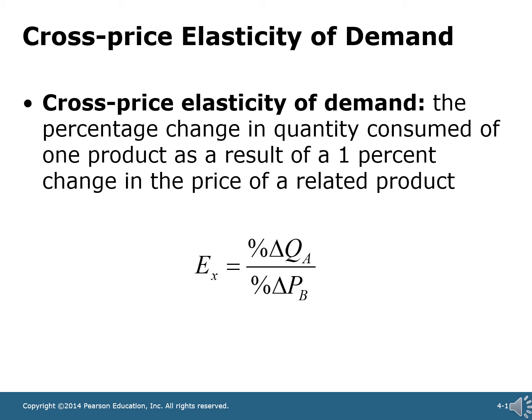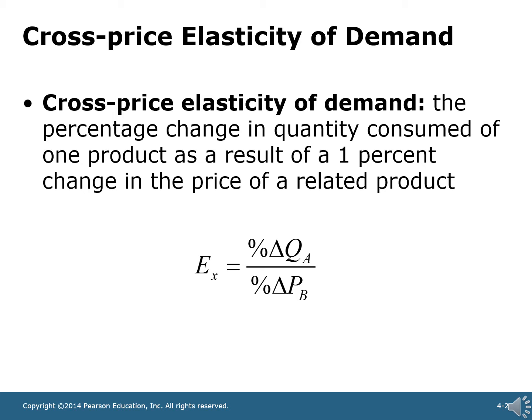So our basic equation is the elasticity of X. X is going to signify that this is the cross-price elasticity of demand. That equals the percent change in the quantity bought and sold of good A, divided by the percent change in the price of product B.